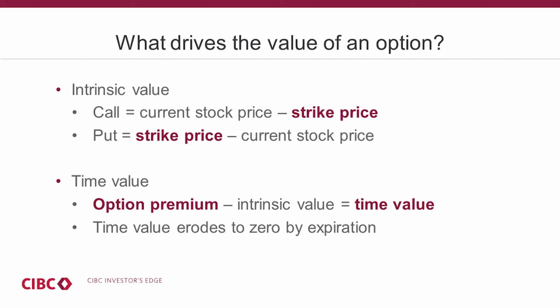The intrinsic value for a call option is calculated by subtracting the strike price from the current stock price. For puts, you would subtract the stock price from the strike price. Intrinsic values can only be positive, so if you do your math and it comes out negative, then the intrinsic value is just zero. Time value is calculated by subtracting the intrinsic value from the option premium, and it erodes to zero as the contract expires.